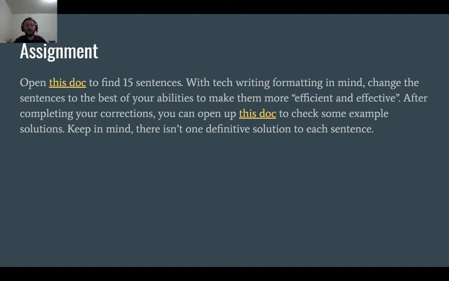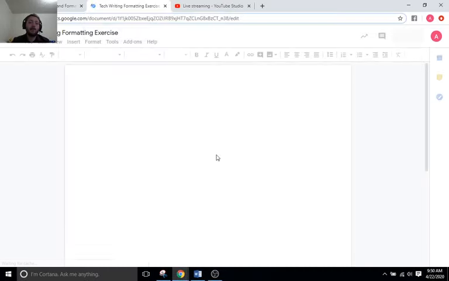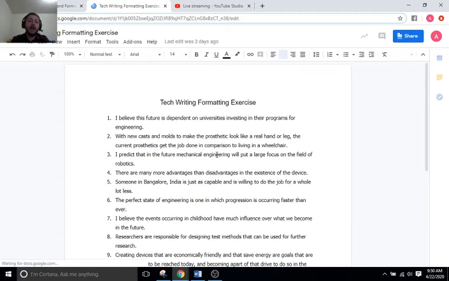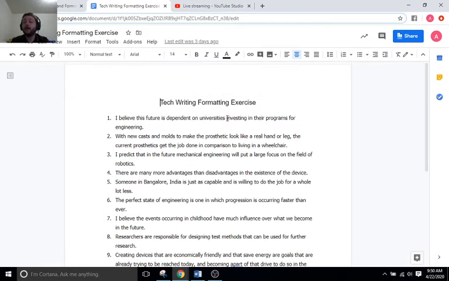For this assignment, I would like you to practice technical writing a little bit. What I have for you is a document, and when I open it, you will find 15 sentences. These sentences are typical sentences, and a lot of them have fluff in them. A lot of them have information or are formatted in a certain way where it's bloated. It's not efficient. It's not as effective as it can be.